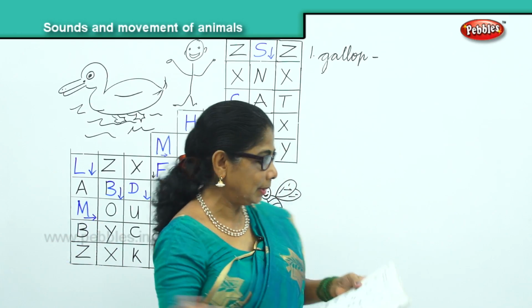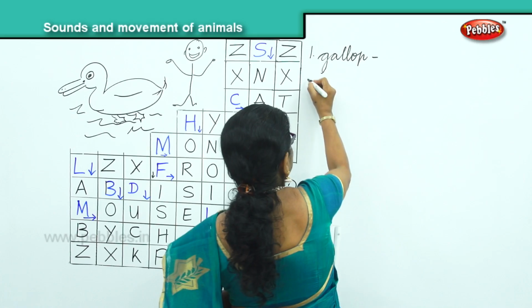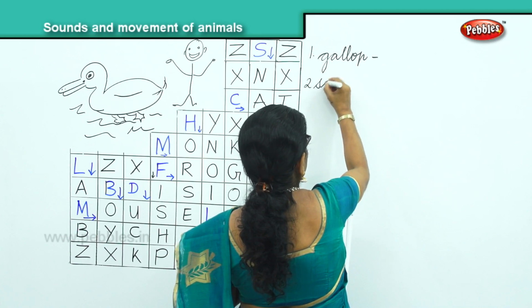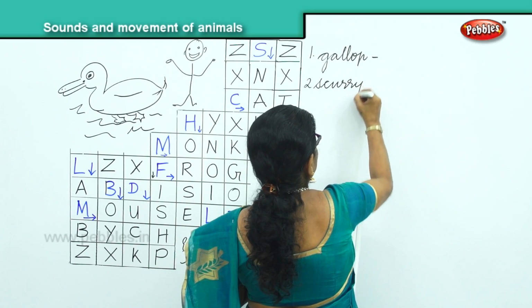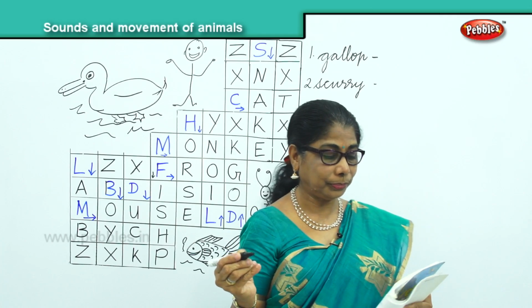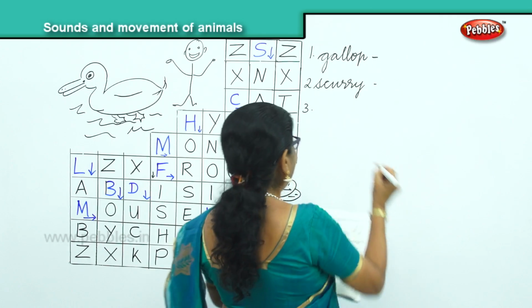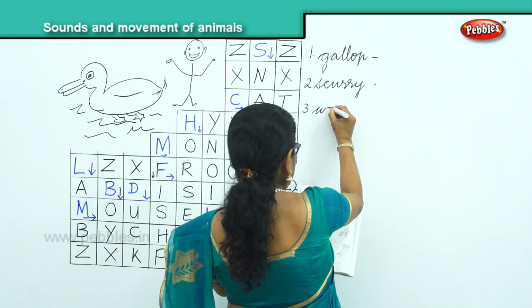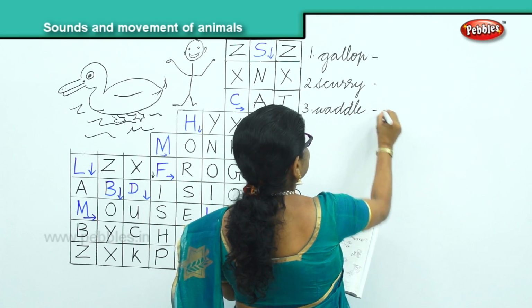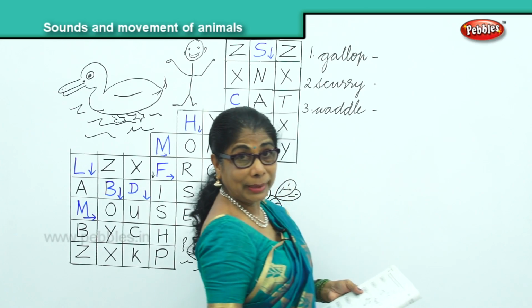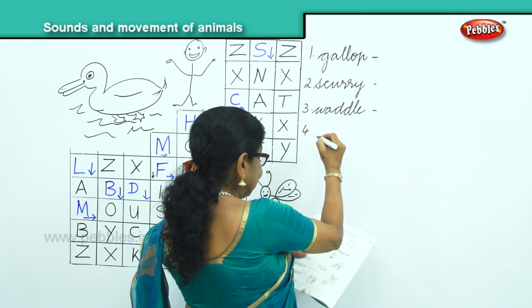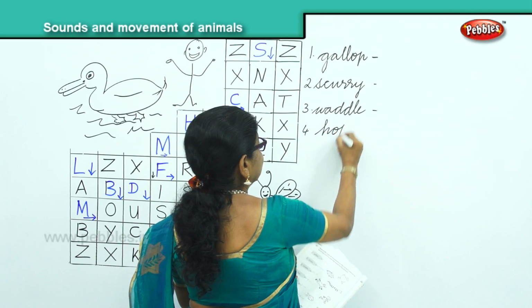What's that sound? Scurry. In your house, somebody is scurrying all the time. Who's scurrying about in your house? Then waddle. Who is the one waddling in the pond? So somebody is galloping, somebody is scurrying about, somebody is waddling, and then there is someone that's hopping about.